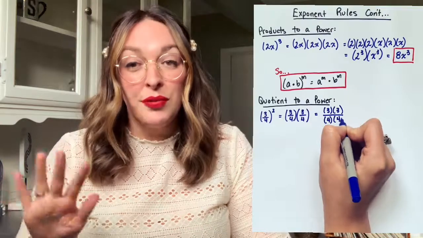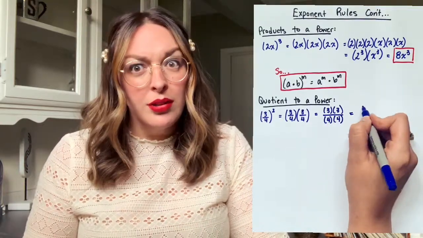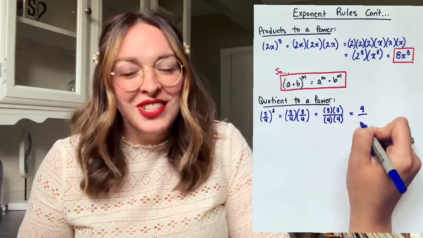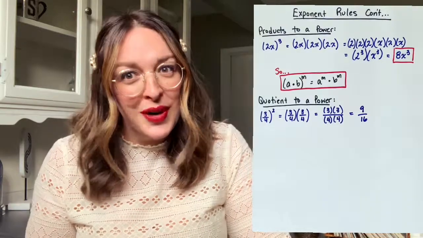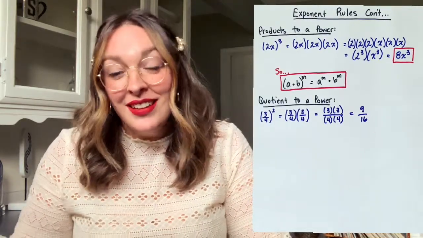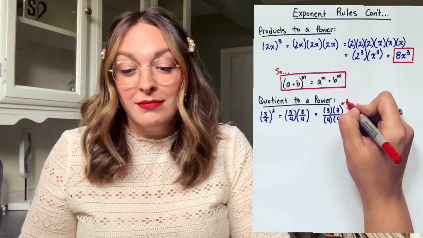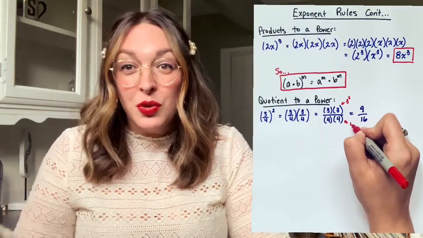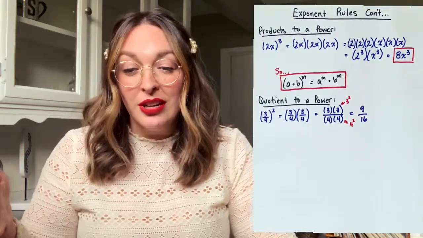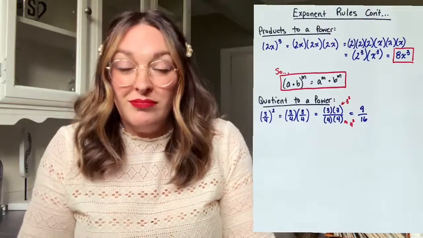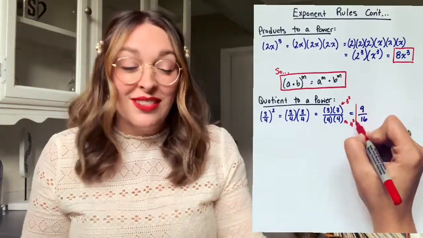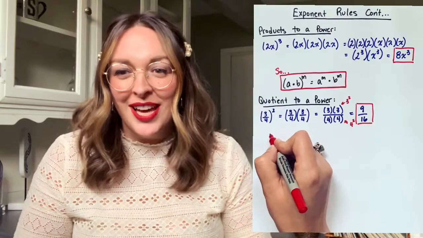That's 3 times 3 over 4 times 4. Oh, 3 times 3, 3 squared is just 9. 4 times 4, 4 squared is 16. There we go, we get 9 over 16. So you see, when we squared that quotient or that fraction, we just squared the top and squared the bottom. And that's really all you do. It's actually that easy, but so many people forget that.